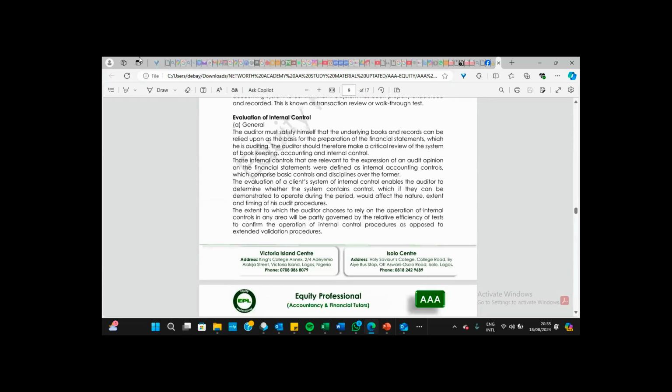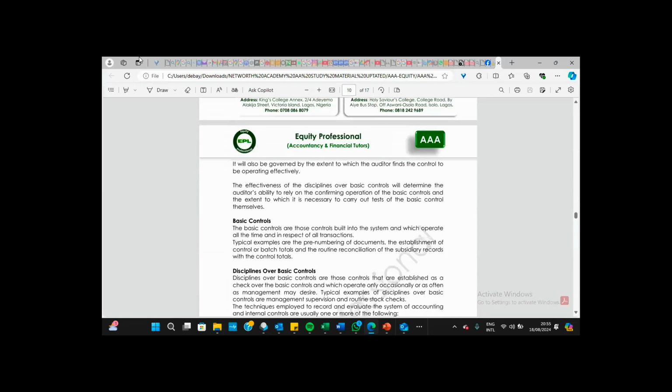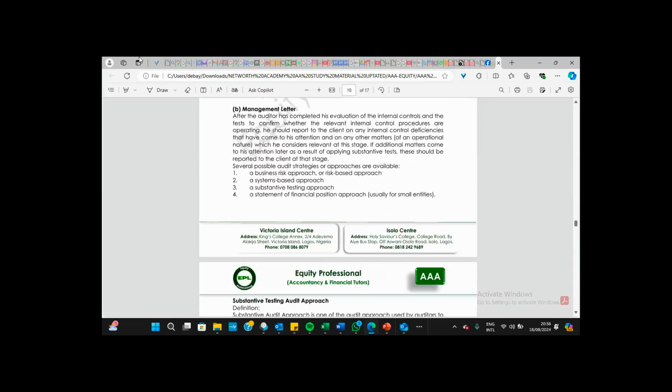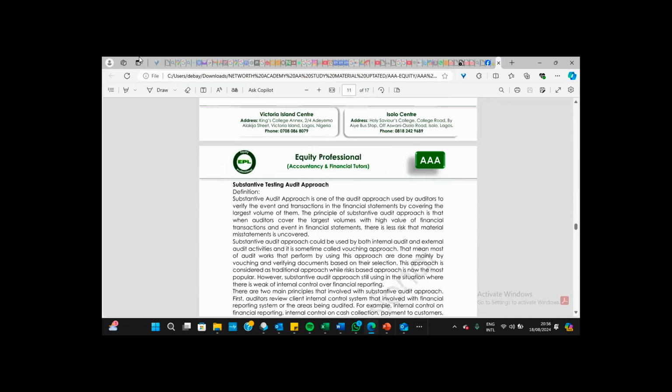So let's continue. The next thing you need to look at is the types of audit approach that we have. There are four types of audit approach. The first one is called what? Statement of financial position audit approach. This is the oldest type of audit approach. It's usually referred to as the traditional audit approach, but that was the first to exist.